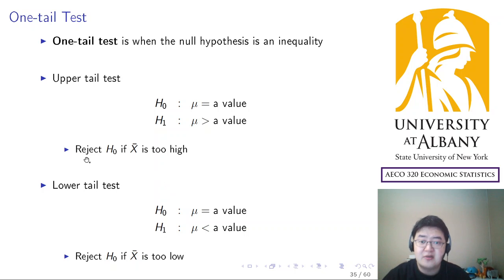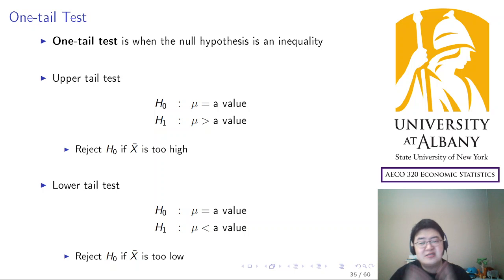So the simple idea is like this. When you use an upper tail test, you are going to reject the null hypothesis only when x bar is too large. And in the other case, when you have the alternative hypothesis as the population mean smaller than something, then you have to reject the null hypothesis when x bar is too small, too low.